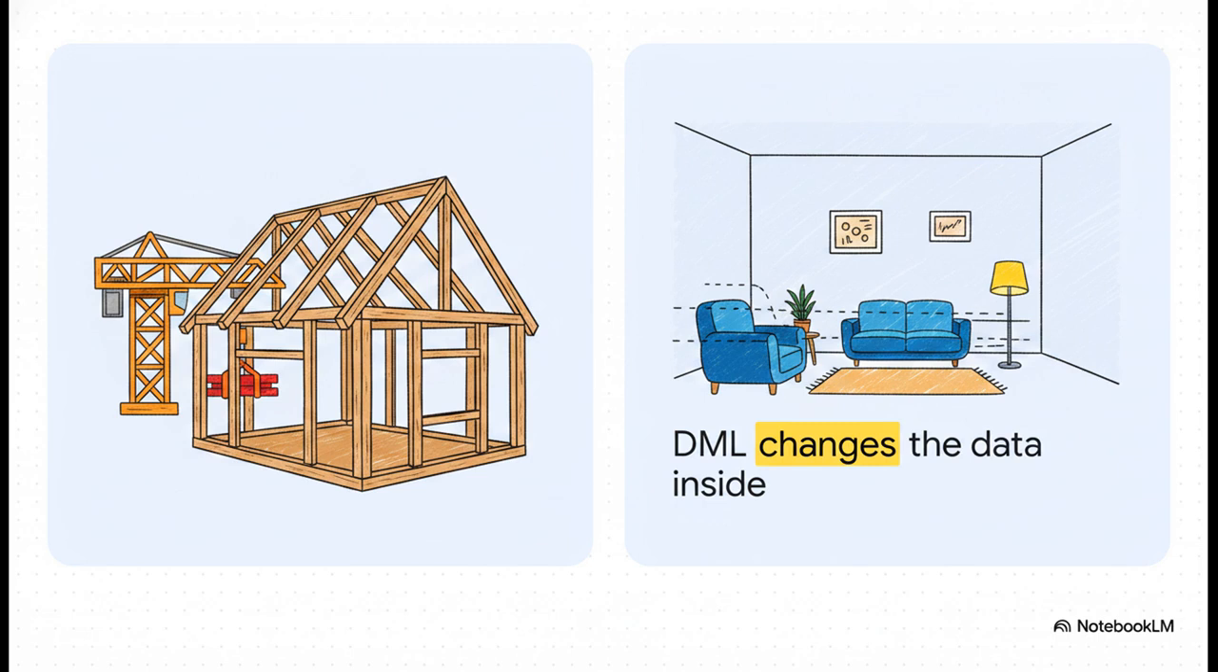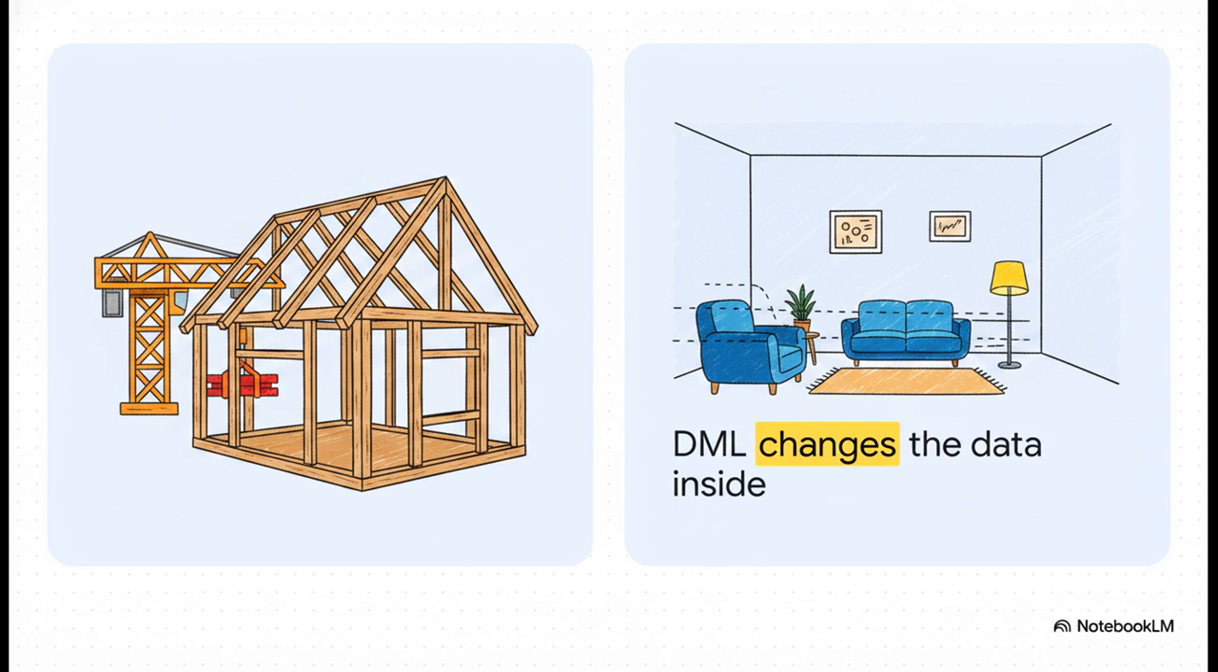The easiest way to grasp this? Think of DDL, or Data Definition Language, as building the actual house. It's the permanent structure. DML, or Data Manipulation Language, on the other hand, is like moving the furniture around. It's what changes the data inside those existing tables. And our entire focus today is purely on moving that furniture, the DML.